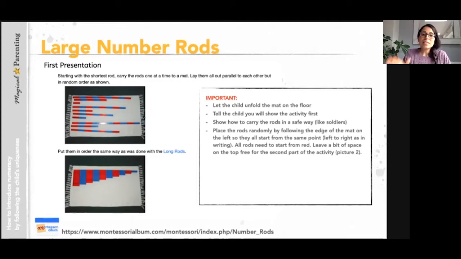Then place the rods randomly, as you can see here. I don't know if you can see the mouse. Yes. Place the rods randomly by following the edge of the mat, and they need to always be on the left side, because that's kind of starting to introduce the idea of left to right when reading.